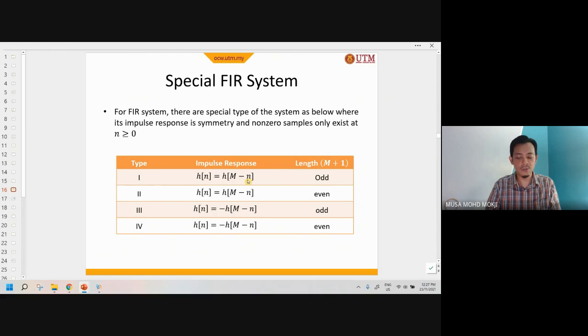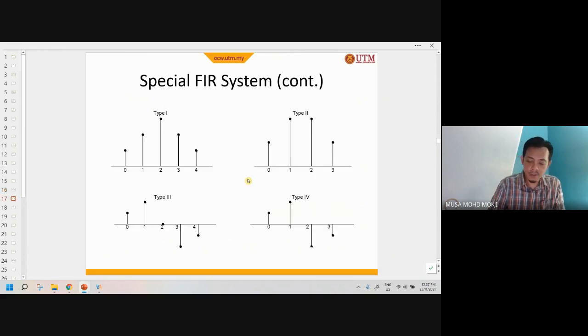Okay, so for example, let me write that again. h[n] equals h[M minus n]. So what does that mean? h[0] is equal to h[M minus 0]. What is M? M is the highest index, which is 4. So 4 minus 0, which equals h[4].